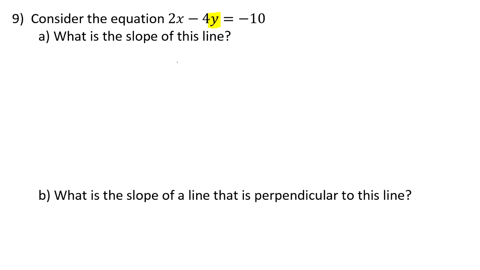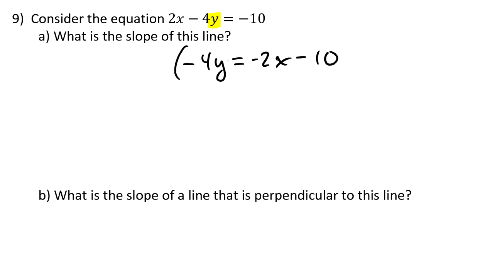I'm going to begin by taking away 2x from each side, so this equation will become negative 4y would equal negative 2x and then minus 10. Again, I have equal things. I took away 2x from each side. I took away equal things, so I get equal things.